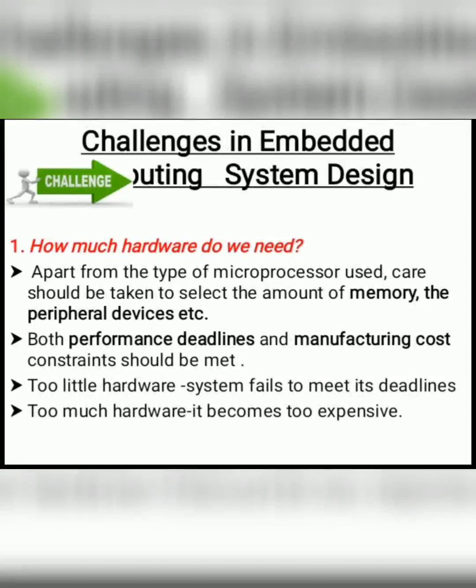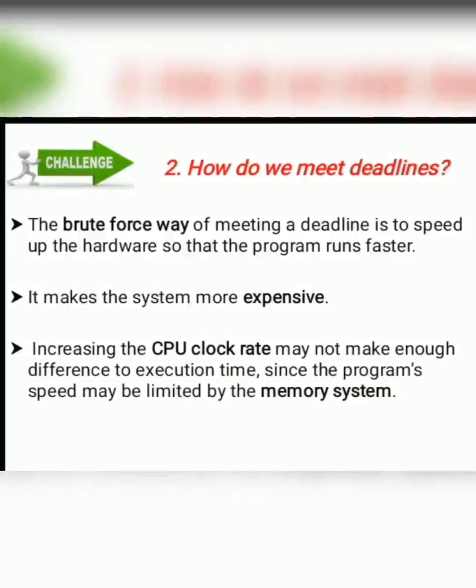So in this, first of all, we would like to see how much hardware we need. Under this, apart from the type of microprocessor used, we need to select the amount of memory and peripheral devices, etc. Both performance deadlines and manufacturing cost constraints should be met. So in this, how much hardware we need, we should know about the hardware design of the system. Too little hardware and the system fails to meet its deadlines, and too much hardware it becomes too expensive.